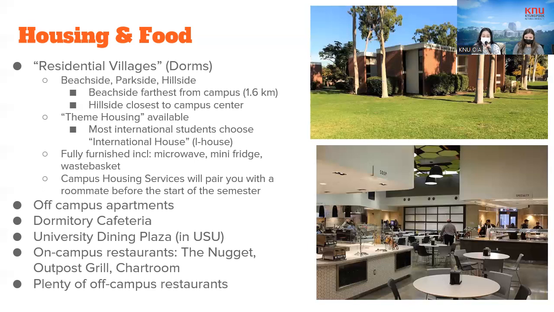And so other than the dining plaza, we also have a few on-campus restaurants. The most popular ones among the students are the Nugget, which is a bar type of restaurant. They serve food as well, but if you want alcohol, you can buy it here too. You just can't bring it outside of the restaurant. You have to order it and drink it in the restaurant.